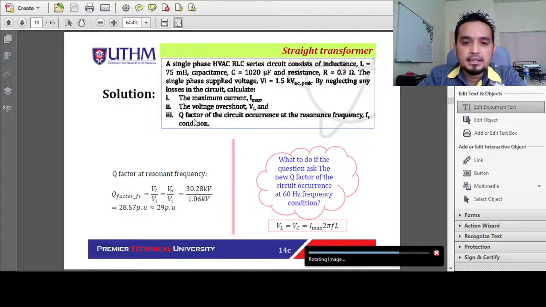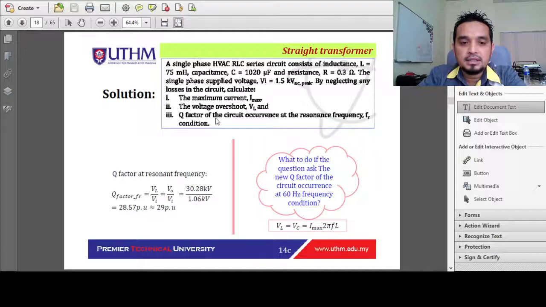And then we can calculate the Q factor of the circuit. The Q factor at the resonant frequency can be obtained by the voltage overshoot divided by the voltage input. In this case, we know the overshoot voltage is 30.28 divided by 1.06 kV, which gives us 28.5 per unit, and we can round it to 29 per unit.